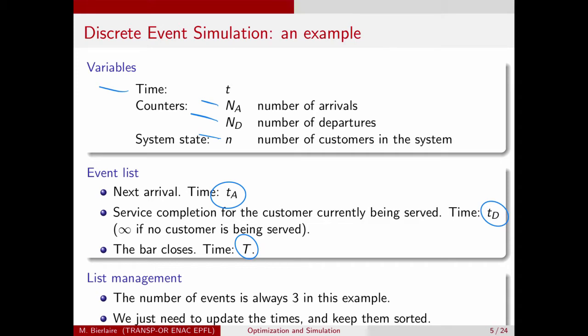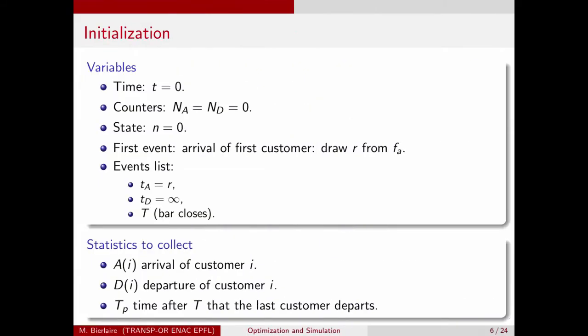So the way we will manage the list of events is that we will always have these 3 events. Then we will update the time tags as the simulation proceeds, and we will keep the 3 events sorted in time so that we process them in chronological order. So let's start initializing the simulator.